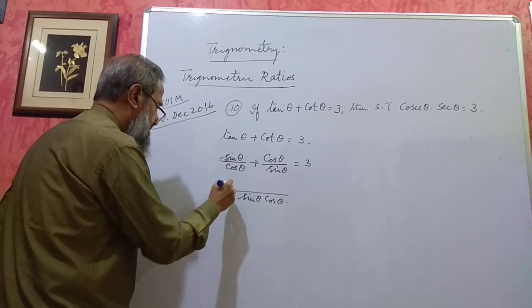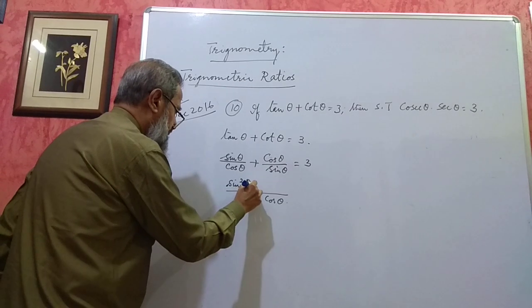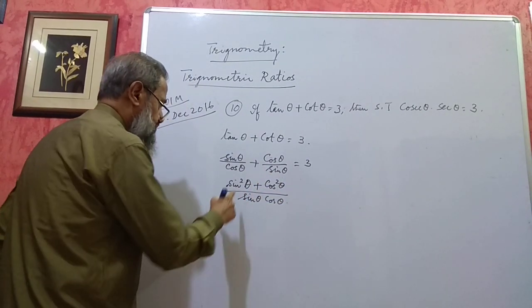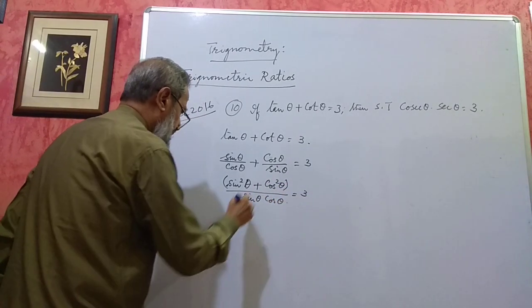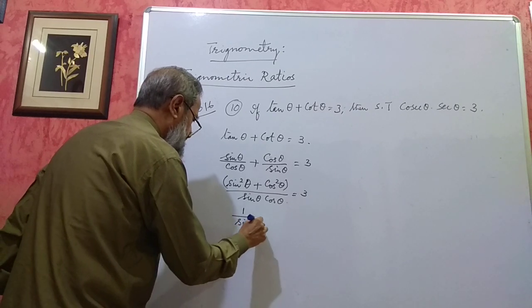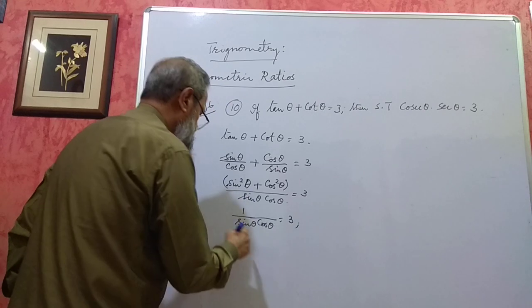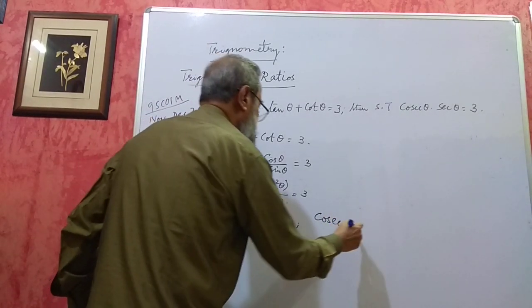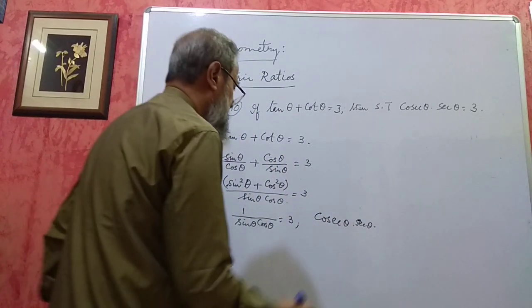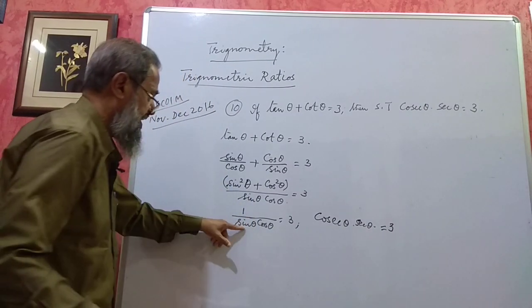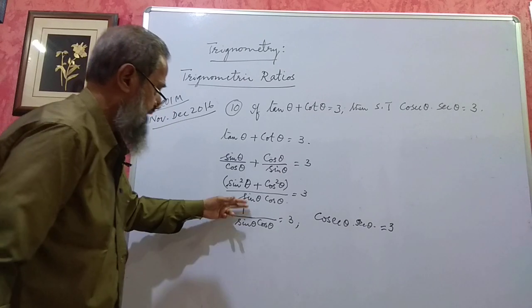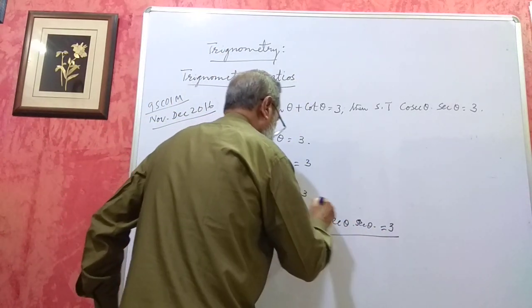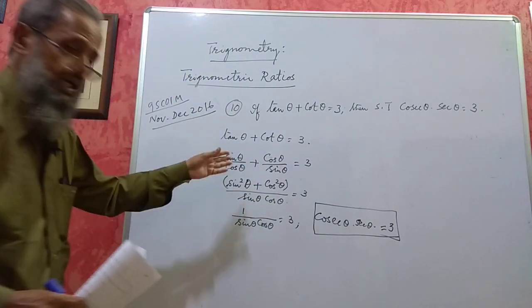So here cos theta goes, sin theta into sin theta, you will get sin square theta, plus, here sin theta gets cancelled, cos theta into cos theta, you will get cos square theta. So sin square theta plus cos square theta is 1. So 1 by sin theta into cos theta is 3. 1 by sin theta is nothing but cosecant theta, into 1 by cos theta, which is nothing but secant theta, that is equal to 3. Because reciprocal of sin is cosecant, reciprocal of cos is secant. So if you send this from denominator to numerator, it becomes cosecant, this becomes secant. Cosecant theta into secant theta is equal to 3. This is what we have to prove. We have proved it, and you get 2 marks for that.